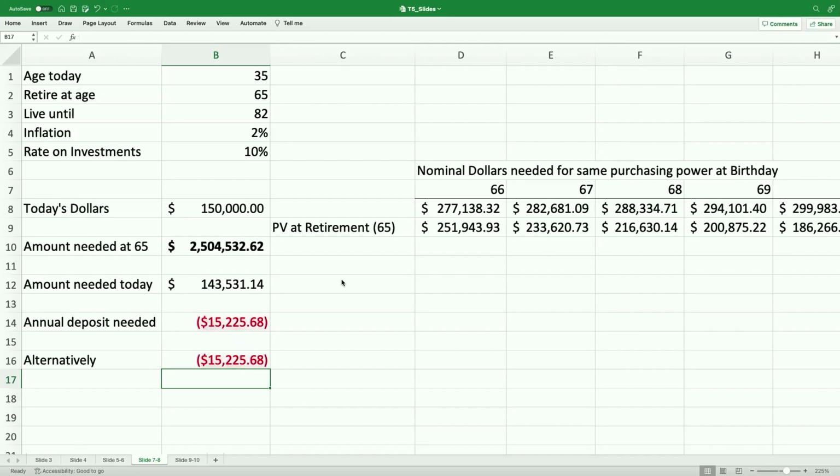I just want to show you two paths to the same number, but the conclusion is in order to have the 2.5 million I need at year 65 to throw off, aka create this nominal stream of cash flows, which again gives me the purchasing power as if I had $150,000 today, I need to make deposits of $15,000 each year, right? With the first deposit coming 1 year from now, which is my 36th birthday. 36th birthday through 65th birthday, inclusive of 36 and 65, is a total of 30 deposits of that $15,225.68.